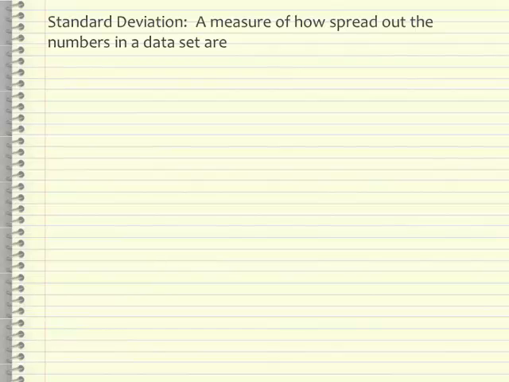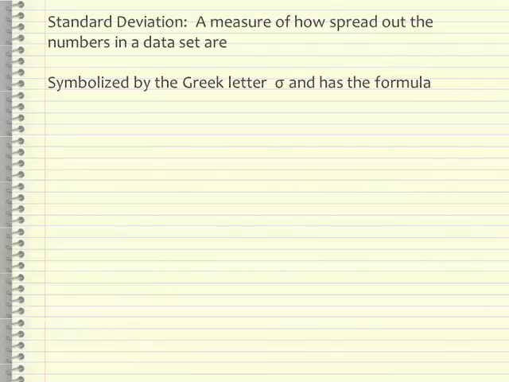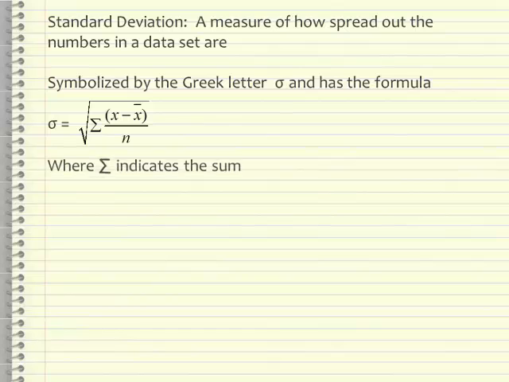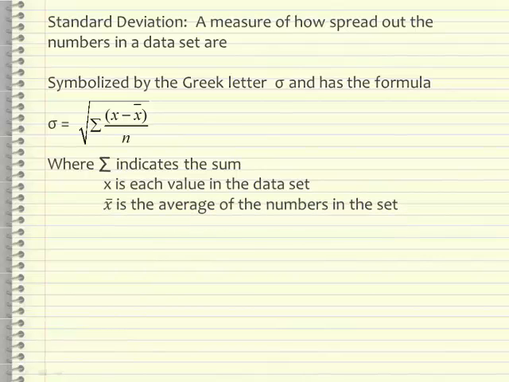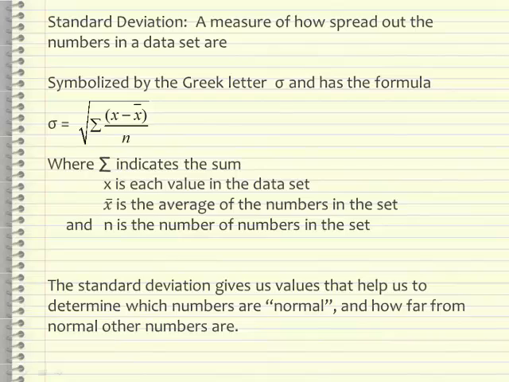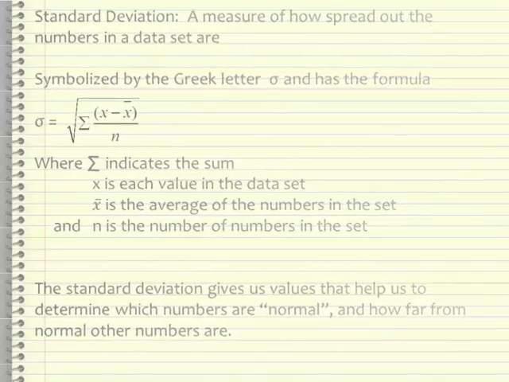Standard deviation is a measure of how spread out the numbers in a data set are. It's symbolized by the Greek letter sigma, and it has the following formula. It's very similar to the MAD, but the difference is we don't have absolute value, and we're taking a square root. Again, Σ is the sum, X is each value in the data set, X with a bar over it is the average of the numbers in the set, and N is the number of numbers in the set. The standard deviation gives us values that help us determine which numbers are normal and how far from normal other numbers are.